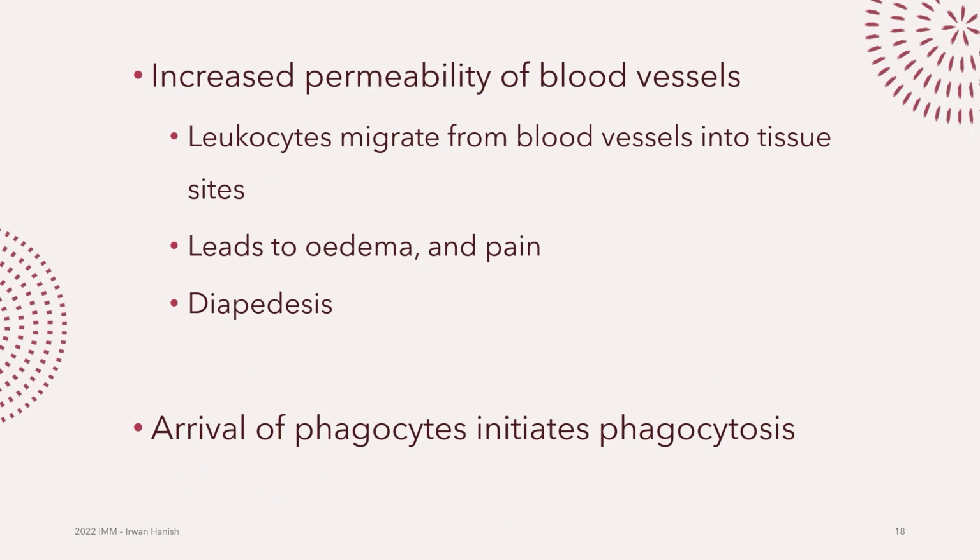The second thing that happens is the cytokines make our blood capillaries more permeable, making it easy to get through. So that makes it easier for leukocytes to perform diapedesis, which is the act of squeezing through the blood vessel wall, so they can get out of the blood vessels and mobilize towards the infected tissue sites. And that manifests physically as edema or swelling and pain, because that swelling presses on nerve endings in the affected area. And when the phagocytes arrive, they initiate phagocytosis.